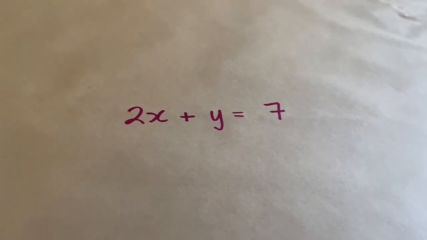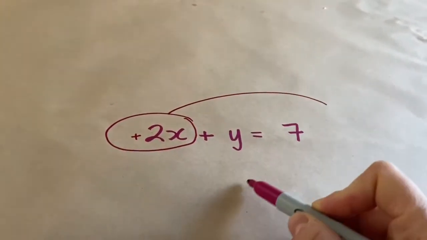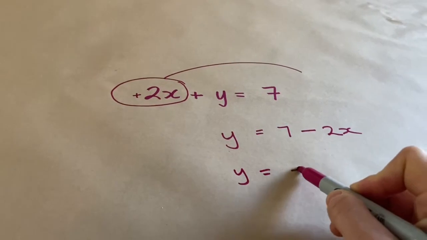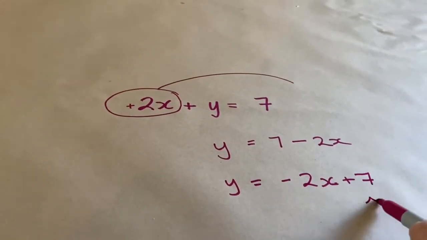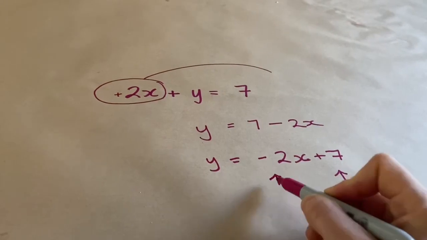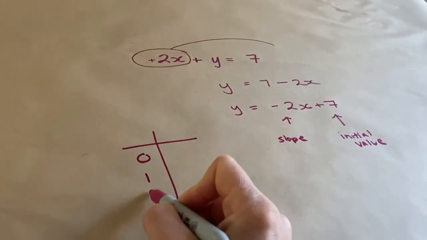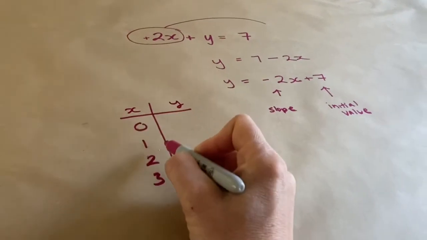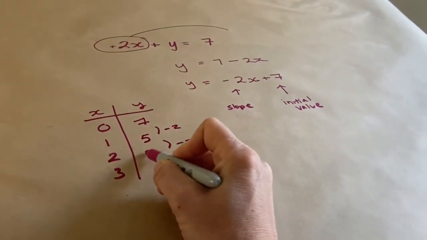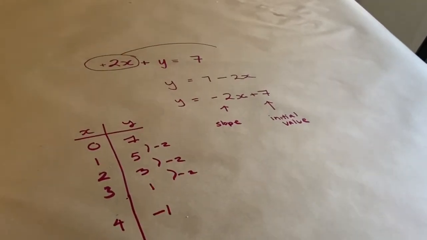So here's my equation. I want to keep the y by itself on this side. I want to move this plus 2x to the other side. So it's going to be y is equal to 7 minus 2x, or y is equal to minus 2x plus 7, which means the y-intercept, the initial value, is 7, and the slope, or the jumping number, is minus 2. So if I were to make a table of values for this, I always start at 0, 1, 2, 3, my x's, my y's. We know it starts at 7 and then it jumps down 2 each time. So it would be 5, 3, 1. If I kept going, it would be negative numbers. Okay, so we can easily graph that one now.